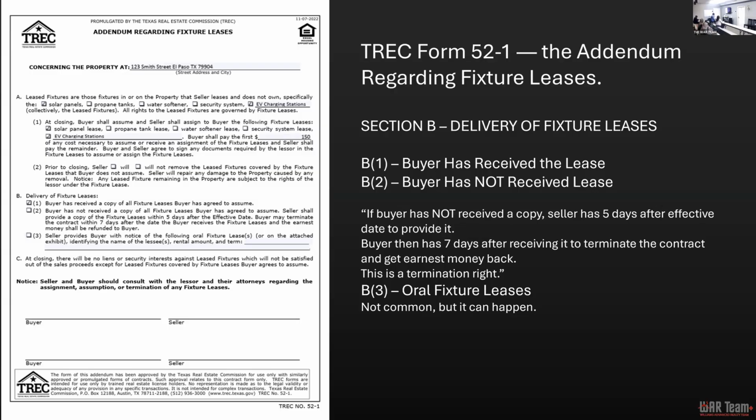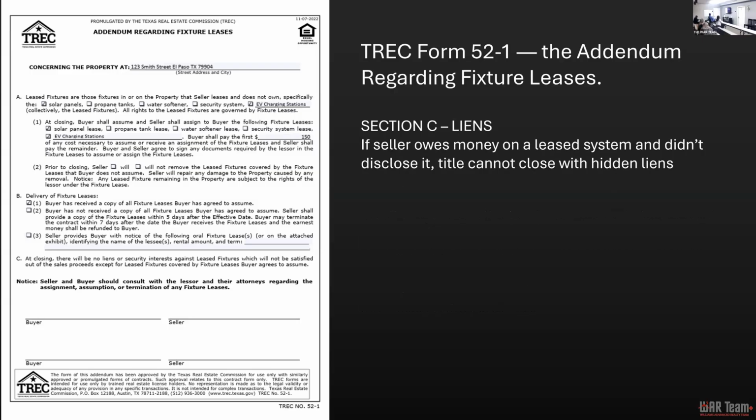All right. And then C there says at closing, there will be no liens or security interests against lease fixtures which will not be satisfied outside of the sales proceeds, except for lease fixtures covered by the lease fixture buyer agrees to assume. And simply, if the seller owes money on a lease and they didn't disclose it, title cannot close with hidden fees. So if there are fees that they didn't disclose for whatever reason, it's basically saying title can't close this deal unless it's paid from the sales proceeds. Right. Questions about that?